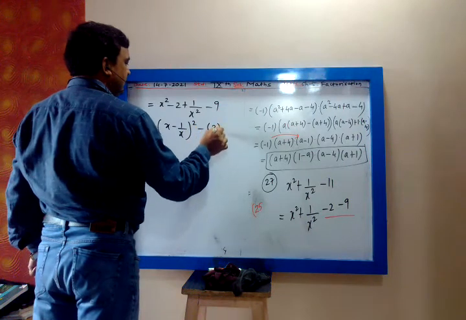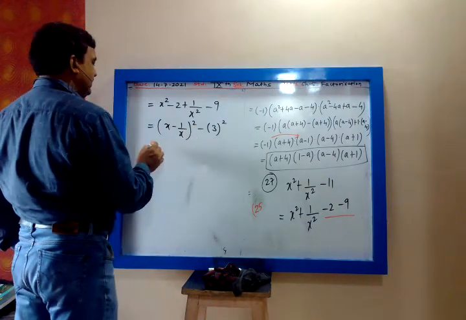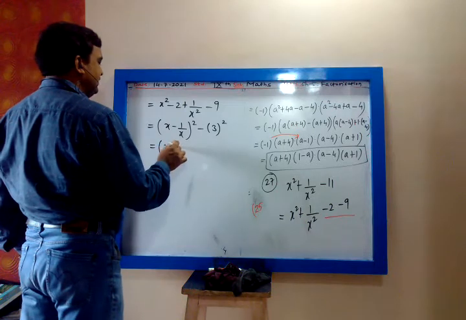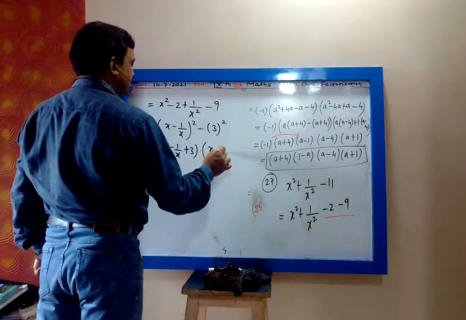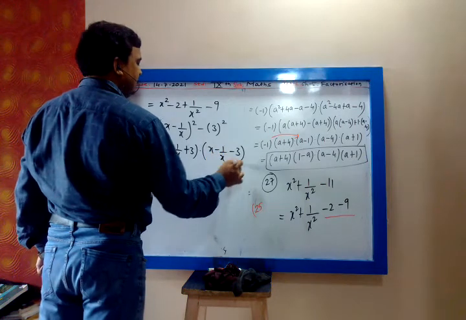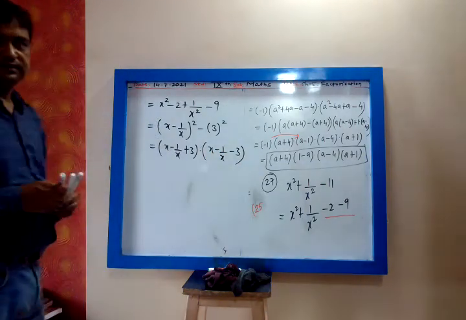Minus 3 whole square. So again, a square minus b square is (a plus b) into (a minus b). So (x minus 1 upon x plus 3) into (x minus 1 upon x minus 3). This is the answer. This is the required factorization.